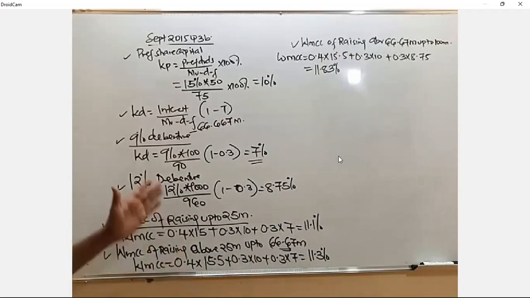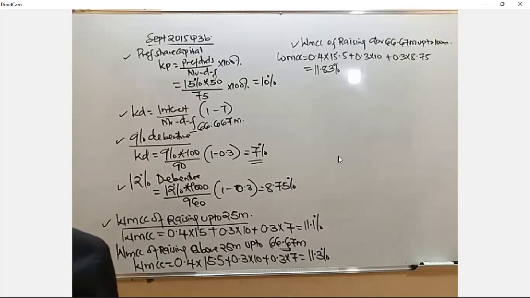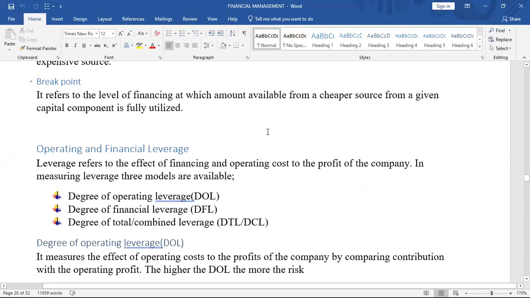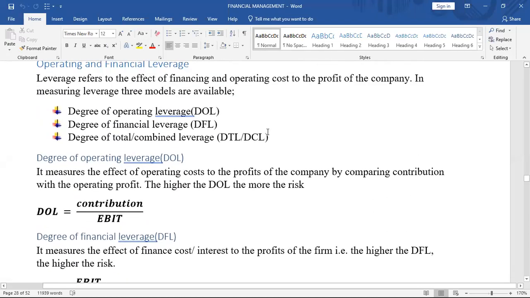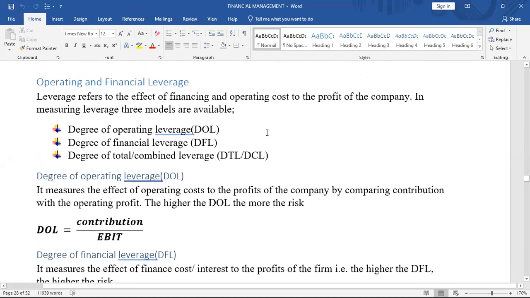So if the concept is clear, let us finalize the last part of our topic. In this case, I just want to look at the operating and financial leverages. Let's look at the note first. We have been told that leverage refers to the effect of financing and operating costs on the profit of the company.